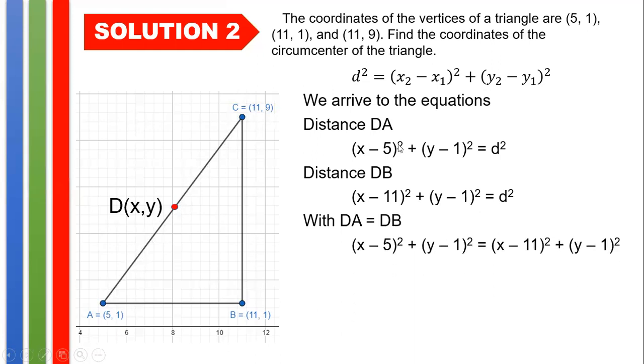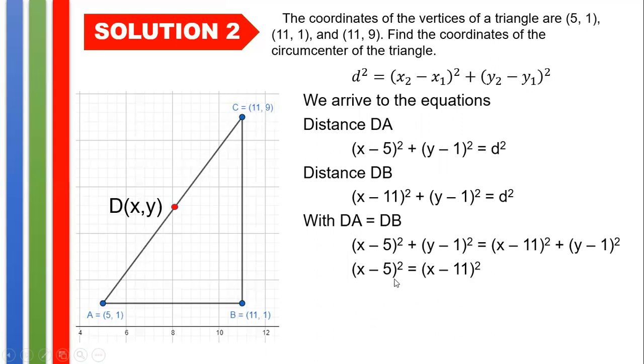By equating, since both of these are equal to d squared, there is sufficient reason to equate (x minus 5) squared plus (y minus 1) squared with (x minus 11) squared plus (y minus 1) squared. You can see here that (y minus 1) squared is common to both sides, so we can subtract it from both. That gives us (x minus 5) squared equals (x minus 11) squared.